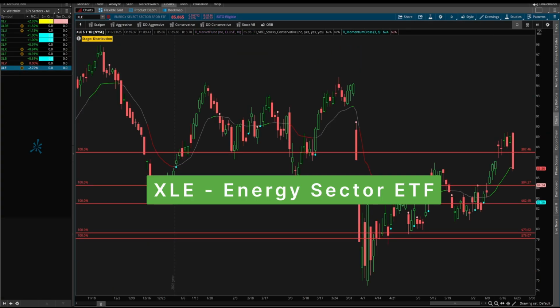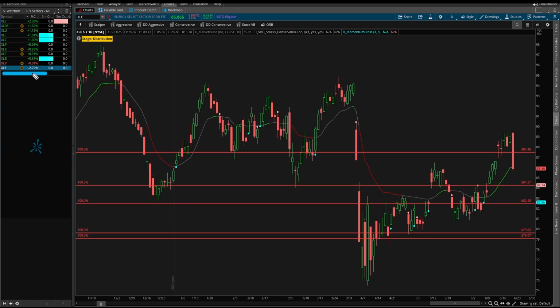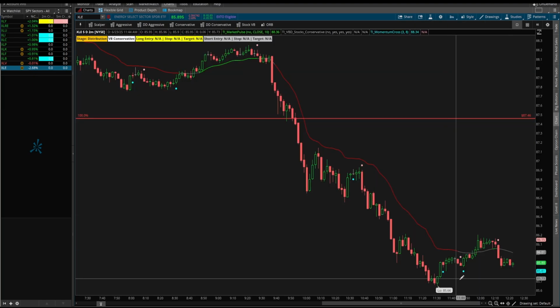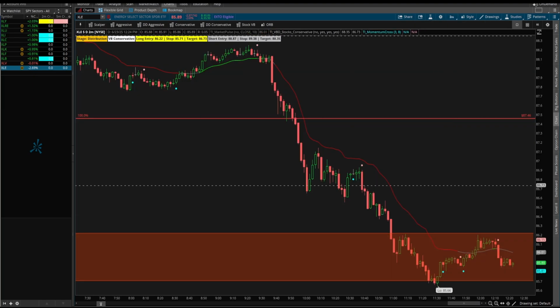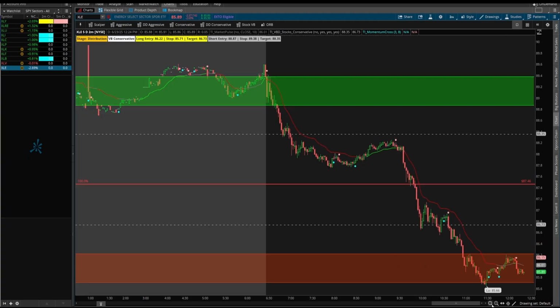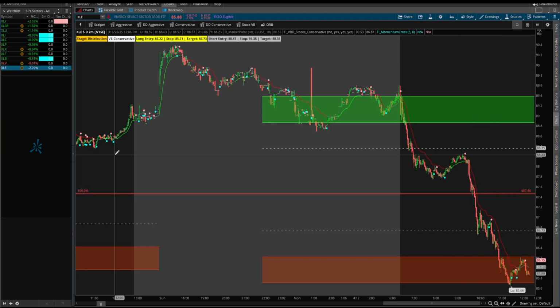Why XLE? We'll take a look at our sectors today, and you'll see XLE is at the very bottom, down 2.7%. So why are we interested in a long side opportunity here, you might ask? Well, I think XLE being down 2.7% is an opportunity to take advantage of intraday volatility here. Let me start with intraday price action, and then we'll zoom out to our swing trading activity to build that setup.